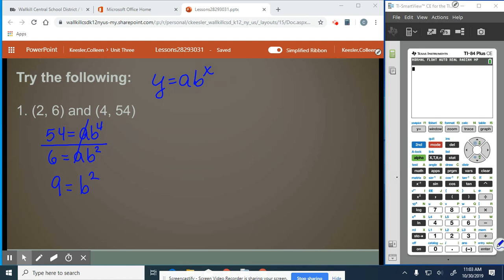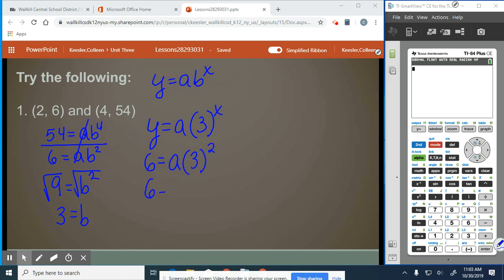Now I have to get rid of that squared, so I do the square root, and the square root of 9 is 3 because 3 times 3 makes 9. So now I have my b value, and I can plug that into our equation. So now we have y equals a times 3 to the x, and I can plug in one of the coordinates. So I'm going to plug in 6 equals a times 3 squared.